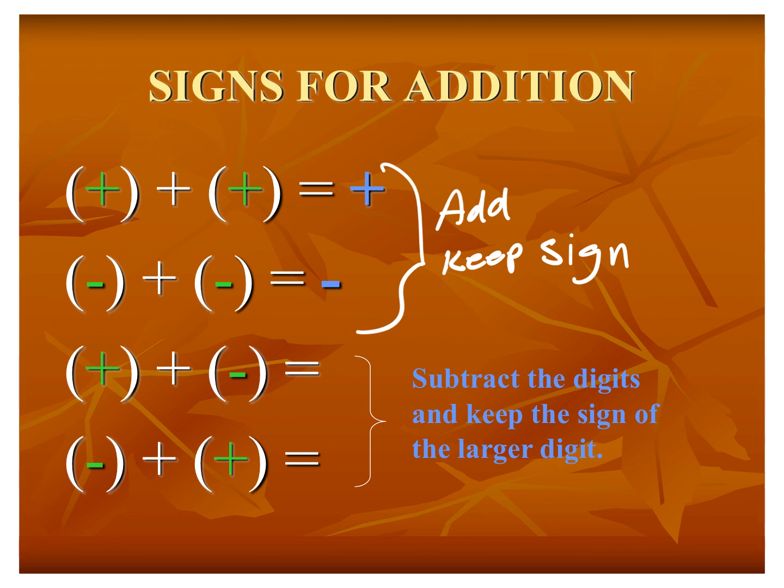All right, and then for the next two, it doesn't matter what order they're in. If the signs are different, you're going to subtract the bigger number minus the smaller number, and you're going to keep the sign of the larger number. All right, and then we'll get into some examples now.